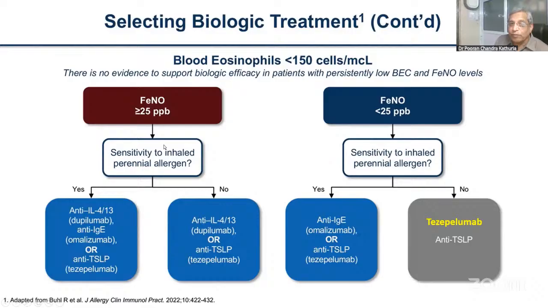Otherwise, we can think of the FeNO also. If FeNO is on the higher side, then the choice is with the anti-IL-4, dupilumab. But if FeNO is normal, then we point it only towards the anti-IgE and anti-TSLP. But if there is no sensitization, nothing in FeNO or other parameters, irrespective of that, the drug of choice is only for exacerbation.